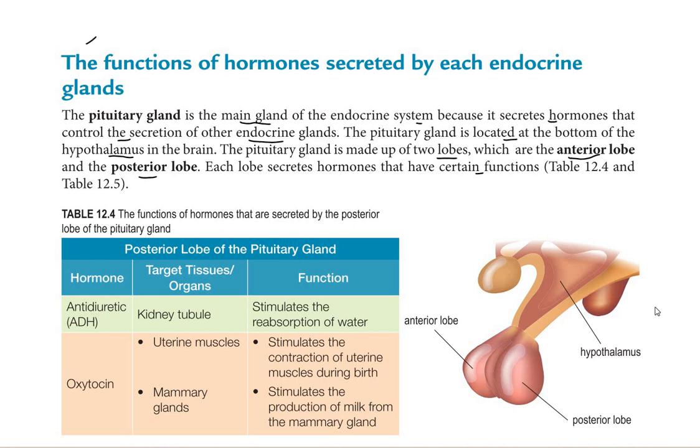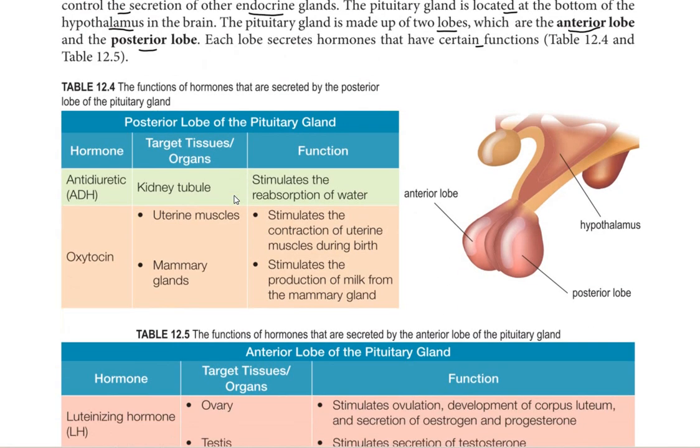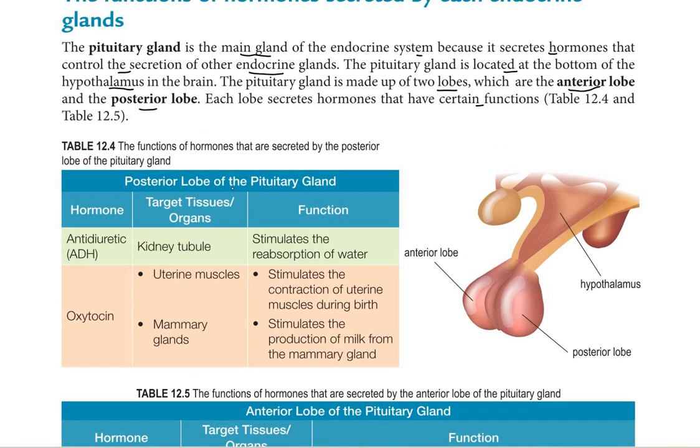So this is the pituitary gland. So the hypothalamus. At the bottom of the hypothalamus we have the pituitary gland. The pituitary gland is divided into two lobes. The anterior lobe here, at the front, and then we have the posterior lobe. These lobes will secrete different hormones. So let us take a look at the posterior lobe of the pituitary gland.